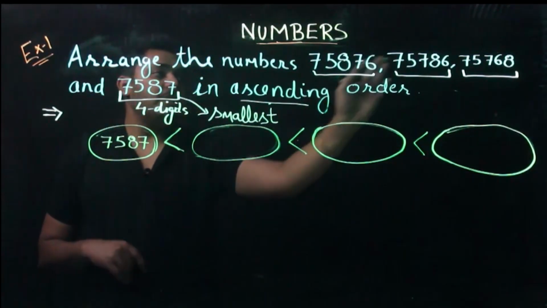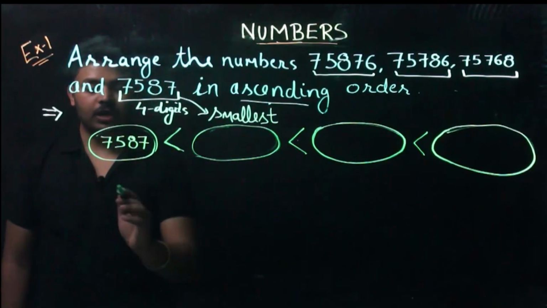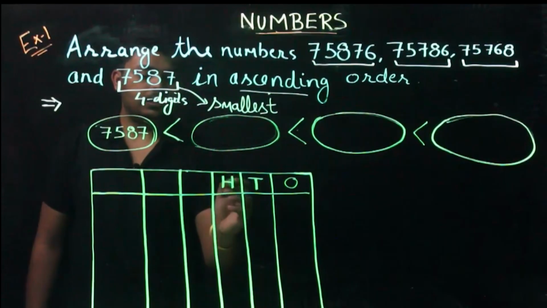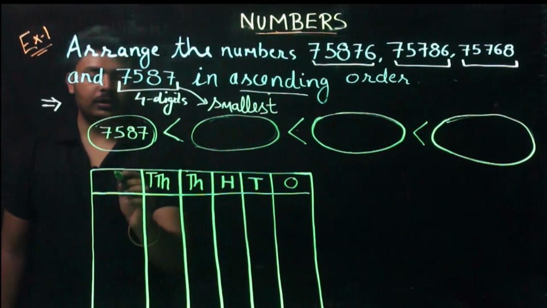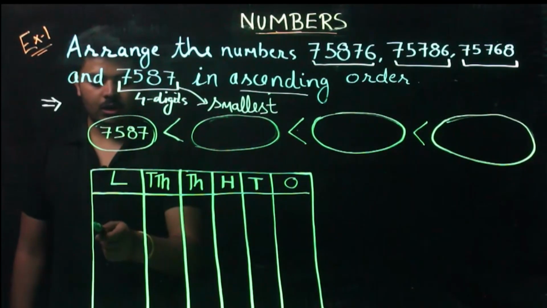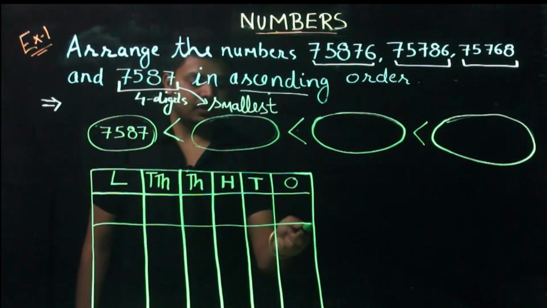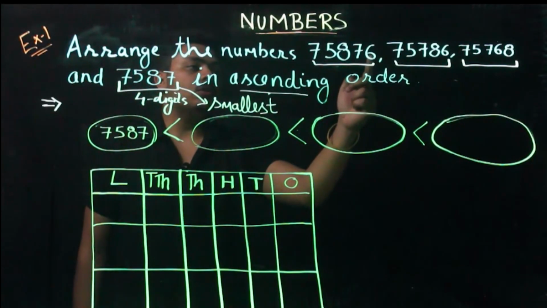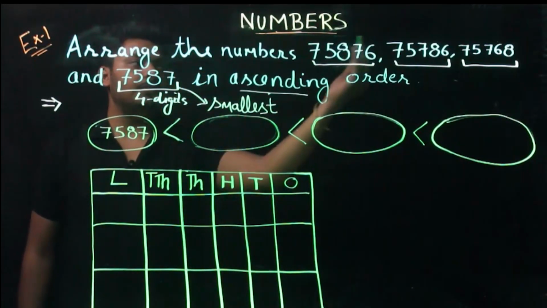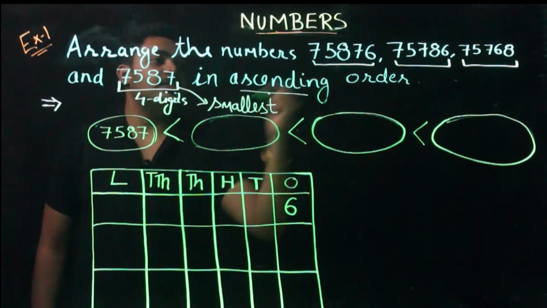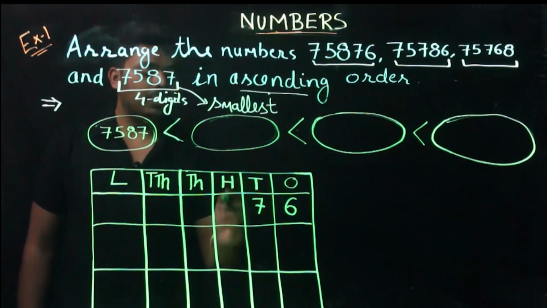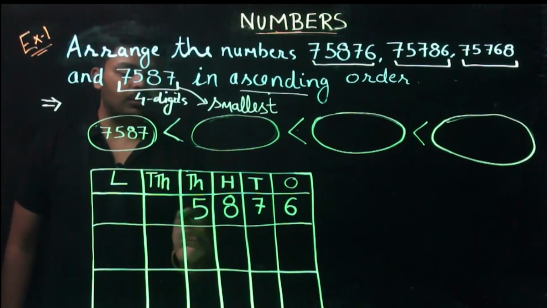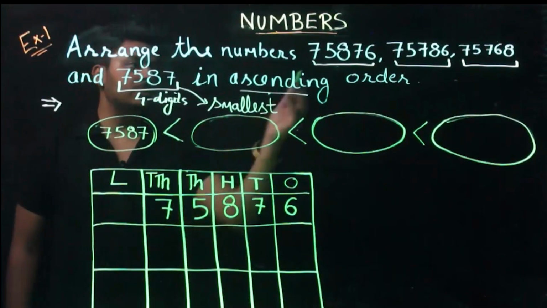So now comparing the 3 numbers using our place value chart. Let's draw a place value chart. This is ones column, tens, hundreds, thousands, 10,000 and lakhs column. Now we will compare the 3 numbers by placing them in our place value chart. First of all, we'll place all the digits of our first number, starting from the last, that is 6, then 7 in tens column, then 8 in hundreds column, 5 in thousands column, and 7 in 10,000s column.